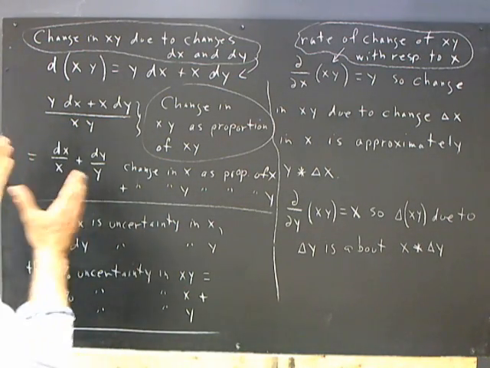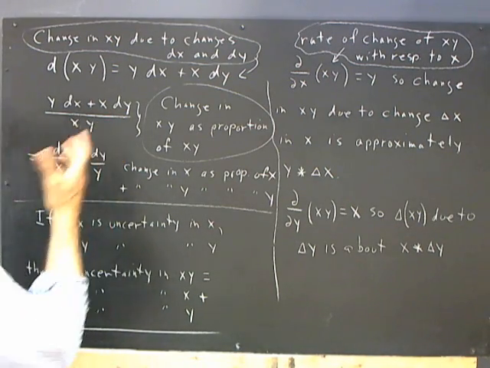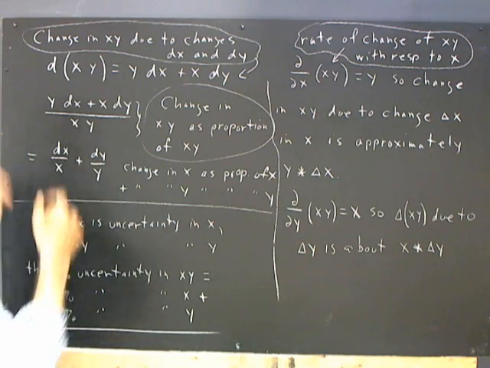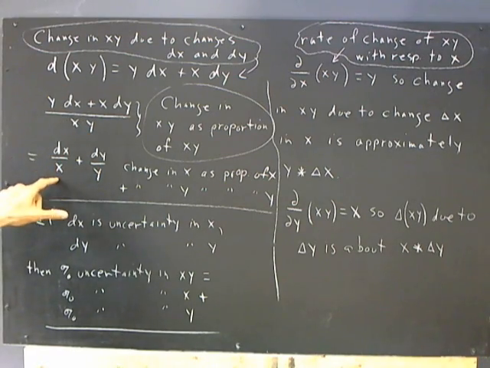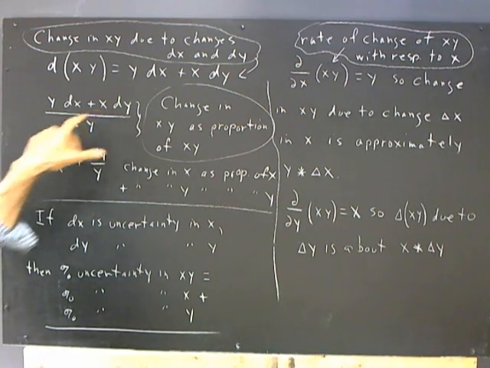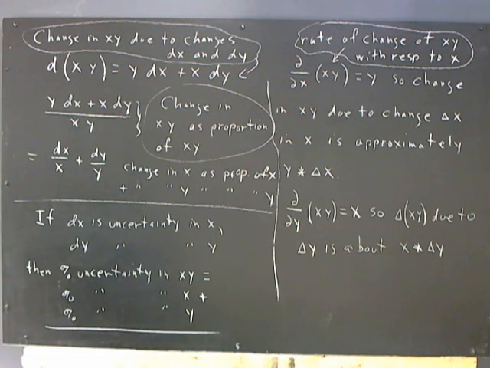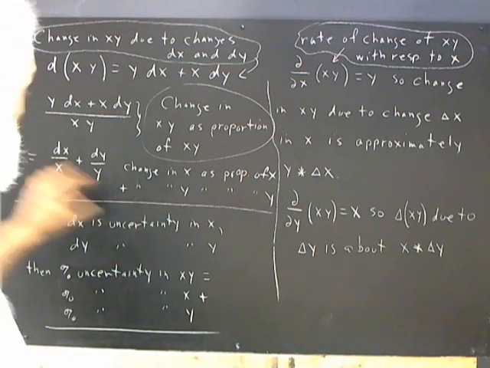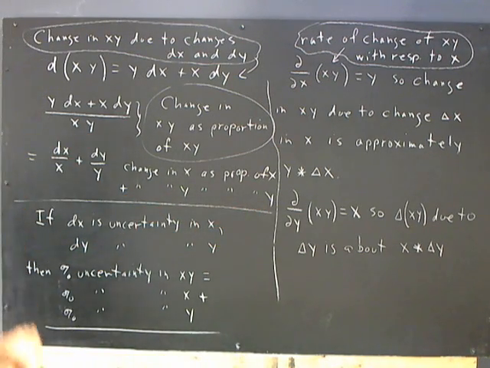Now, this change in xy divided by xy is obviously very easy to simplify. We just distribute the multiplication by 1 over xy. The y divides the y here, so we get dx over x. Over here, the x divides the x, we get dy over y. And we now see that this expression is the change in x as a proportion of x plus the change in y as a proportion of y.